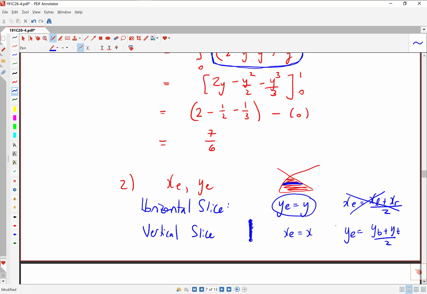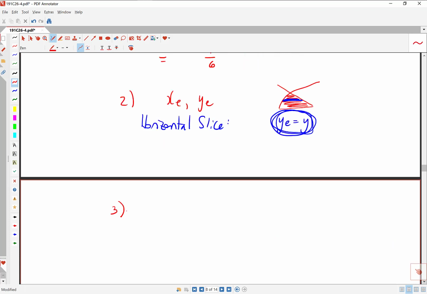And then in each scenario, you just figure out, are we doing horizontal slices in this problem, or are we doing vertical slices? We decided we're doing horizontal, so we don't care about this bottom situation. And then, are you doing y bar or are you doing x bar? If you're doing y bar, it's only y sub e that you care about. So here we are in step 3.